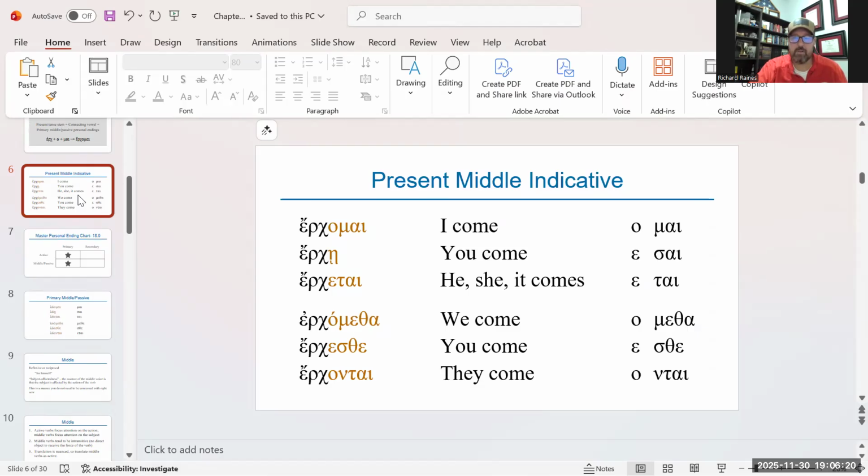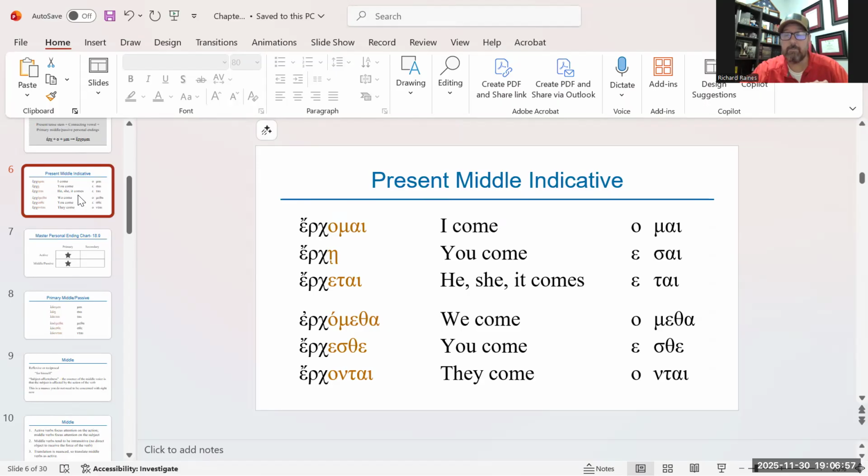Erchomai, erchomeis, you see the iota subscript there underneath the eta. Erchetai, erchometha, erchesthe, erchontai. That is first, second, third singular, first, second, third plural. And even though, if you were to travel back to the first century and speak Koine Greek, erchomai would not necessarily mean "I come." It has other meaning to it, and we're going to dig in just a minute and talk about what that other meaning is.